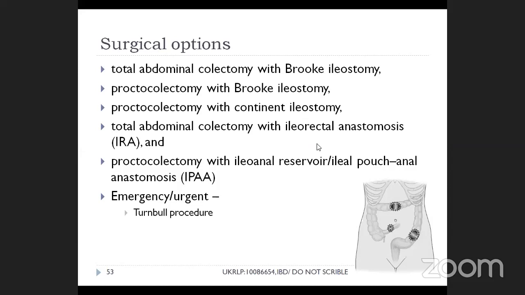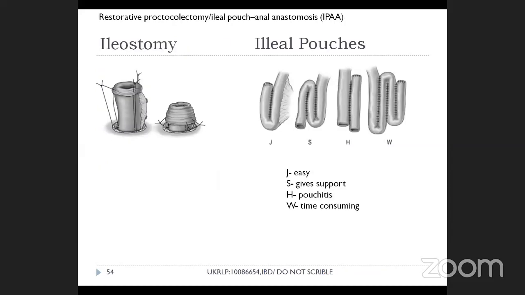So coming on to the Brooke ileostomy, it's an end ileostomy wherein the mucosa of the ileostomy is everted to the maximum, at least 4 centimeters, to avoid spillage of the content on the skin causing complications of the ileostomy. And there are types of ileal pouches, as I said earlier, used in the surgical options for inflammatory bowel disease, especially ulcerative colitis. The different types of ileal pouches are J, S, H, and W.